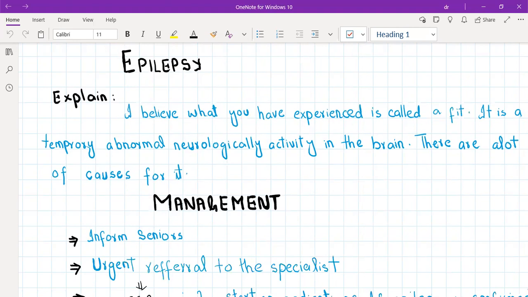There are a lot of causes for it. There are many triggers like fever, etc. You will explain, and then you can tell that it can also occur because of any unknown reason, and it runs in the family. In that case, we call it epilepsy.